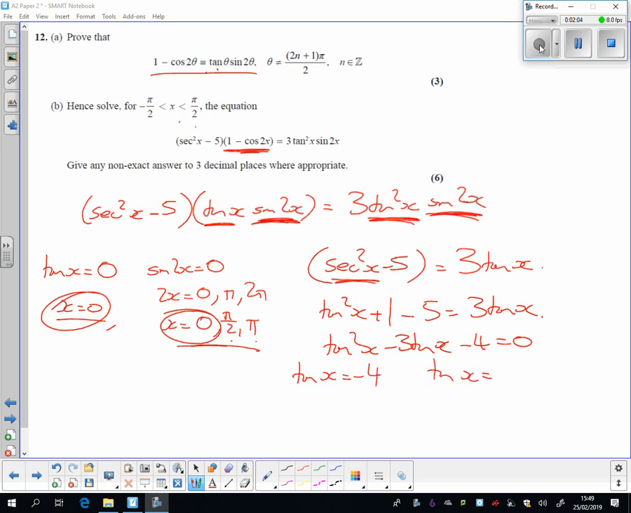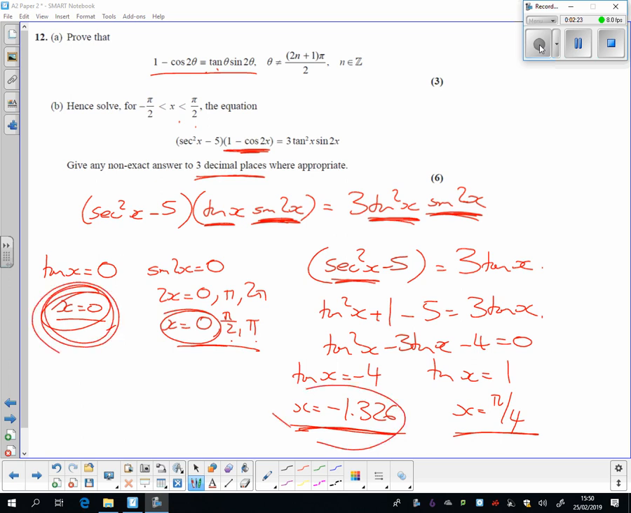tan x is equal to 1, and then inverse tan, so that gives us x equals pi over 4 here, and this one's not so exact, that one's minus 1.326. So that's the one I'm giving to 3 decimal places. So I think I've got 3 answers in the end here. I've got x equals 0, x equals minus 1.326, and x equals pi over 4.